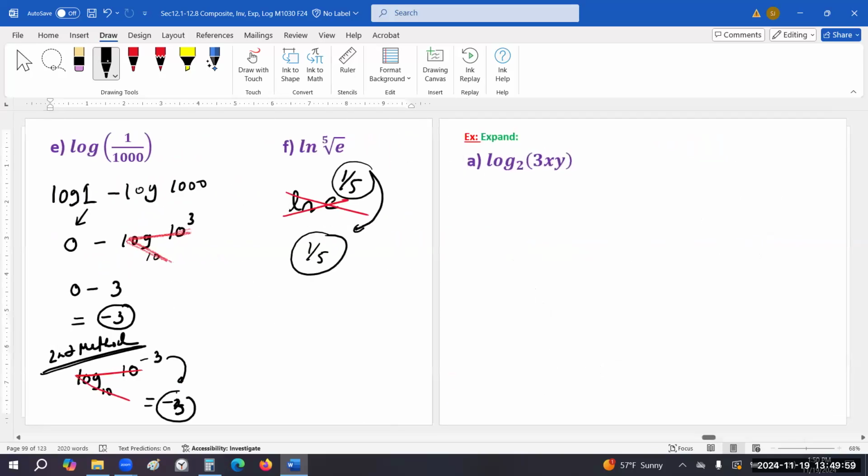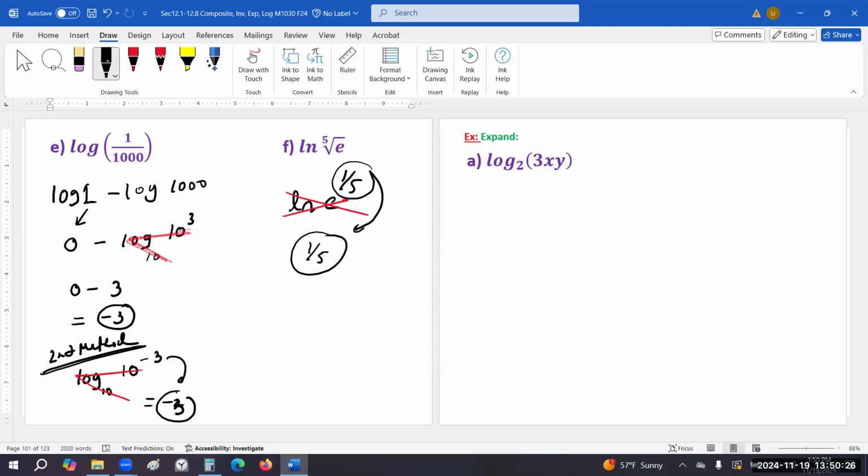The next one says expand. Expand means we are given only one log. We need to have multiple logs based on how many things we have in the argument. And we don't simplify, but if it's simplifiable, simplify. Otherwise, no. Log base 2 of 3xy would be log base 2 of 3, log base 2 of x, log base 2 of y.